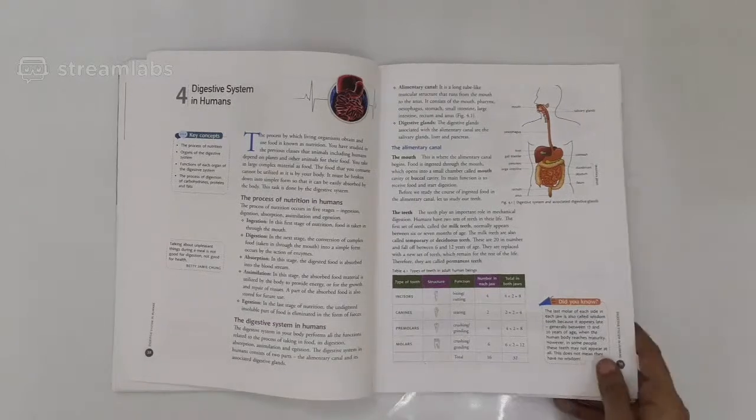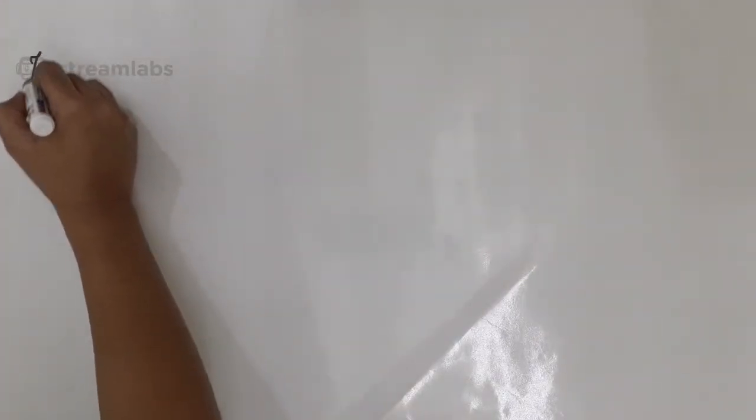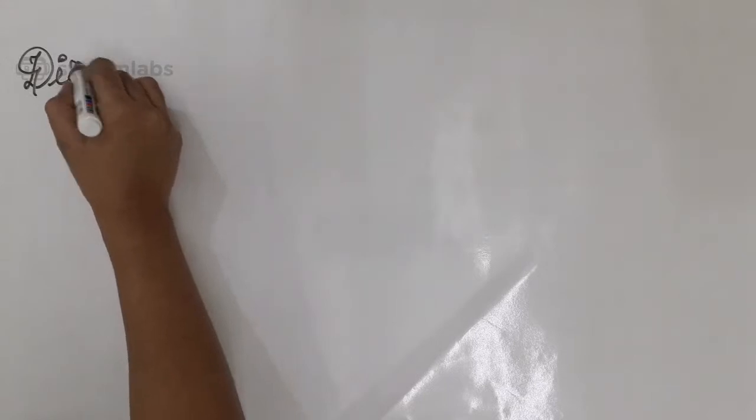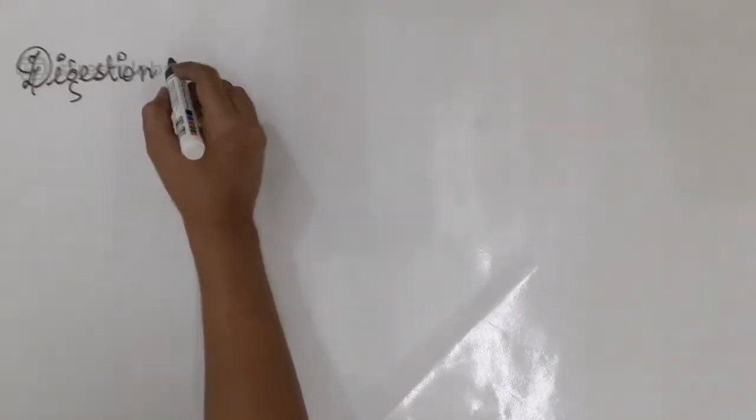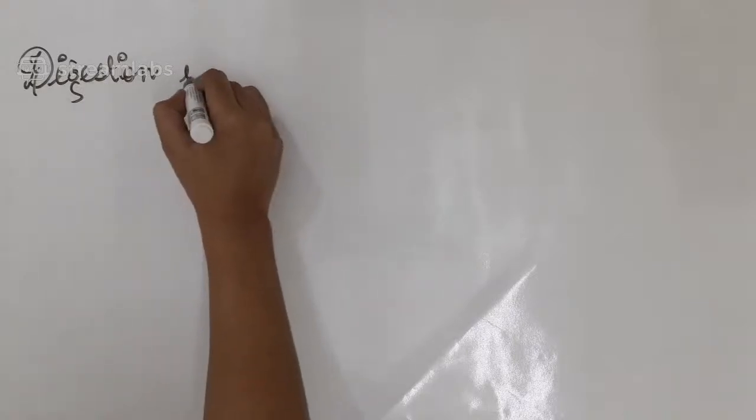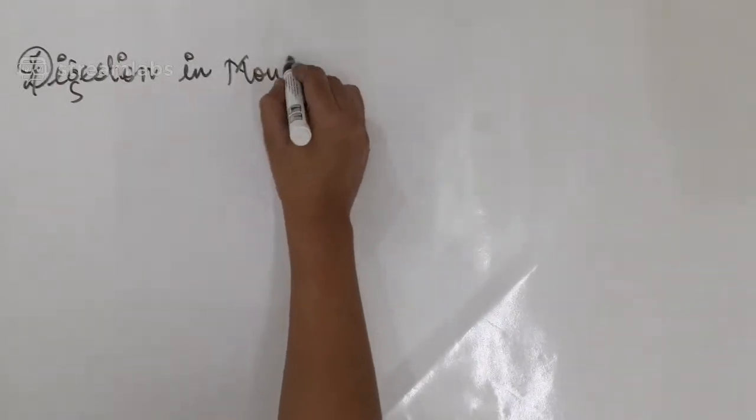Today we will be discussing the food which goes into the mouth. In the previous class, we discussed the alimentary canal and also the digestive glands. Today we will be studying the digestion process occurring inside the body. The first organ of the alimentary canal is the mouth.